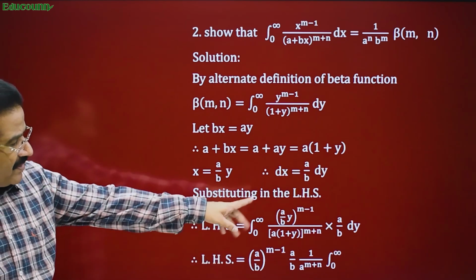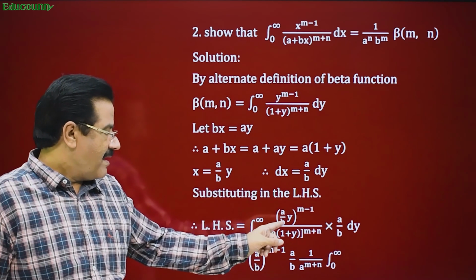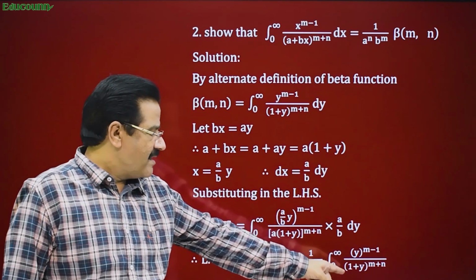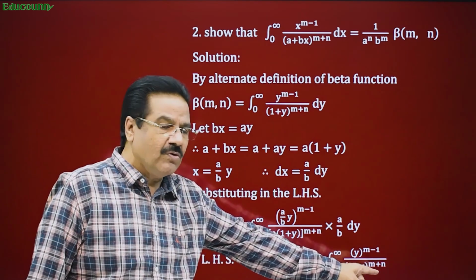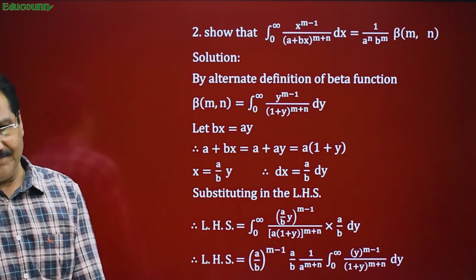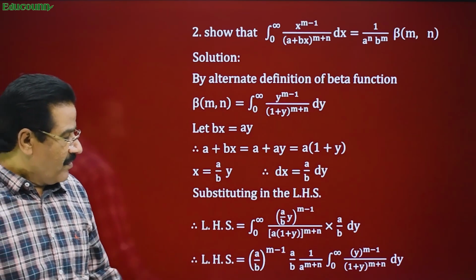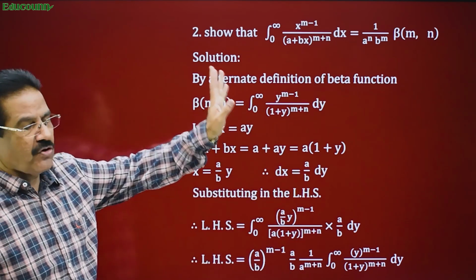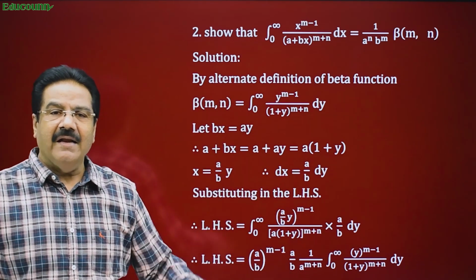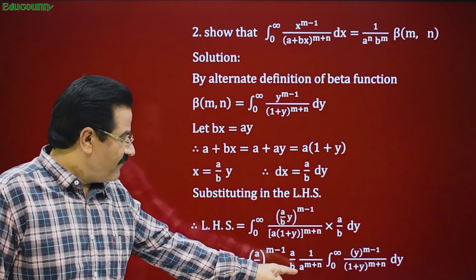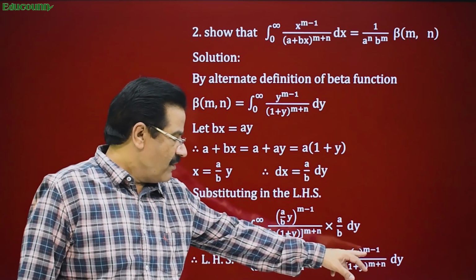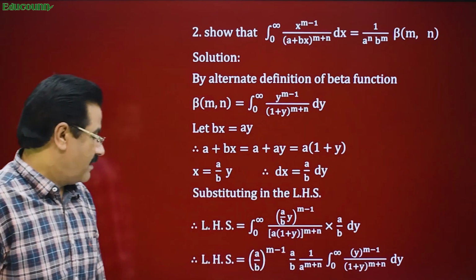And now write down the remaining term: integration 0 to infinity y raised to m minus 1 upon 1 plus y raised to m plus n dy. So see that whatever integration is there, that is nothing but the definition of beta function. And therefore, we just have to simplify these constant terms using laws of indices. And here we already got beta m, n.